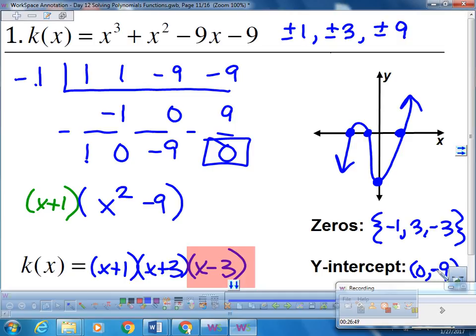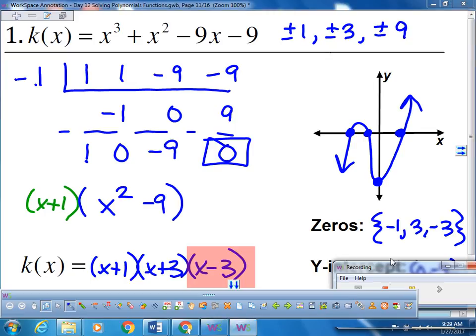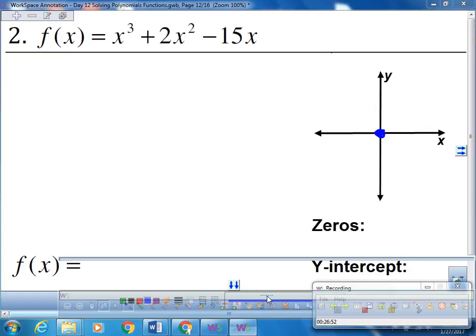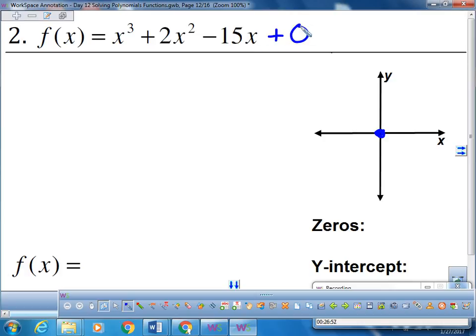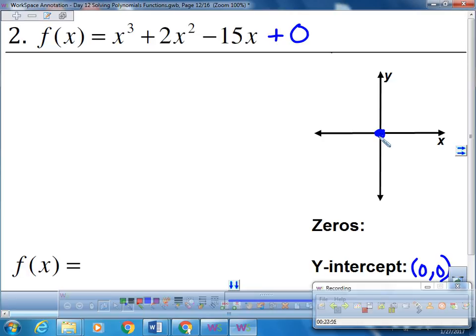All right, I'm going to pause it. Okay, so let's look at number 2. Since we have no constant, we know our y-intercept is (0, 0). So that's the first piece of information I have. There's another piece of information I have just by looking at it.